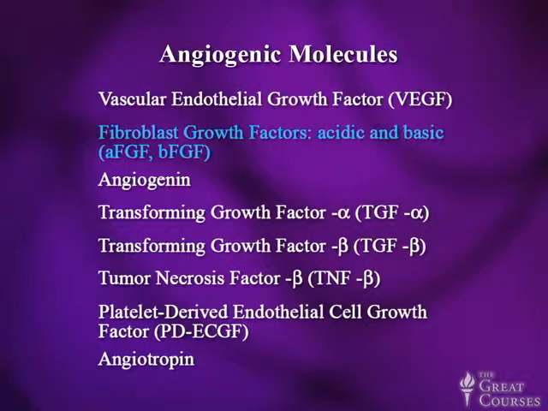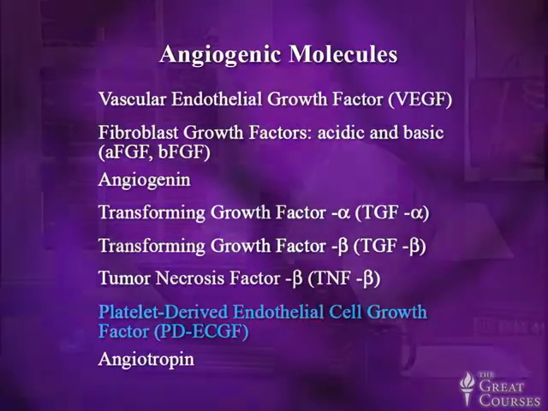Fibroblast growth factor, both acidic and basic, angiogenin. I want you to just know these terms and you'll hear them again. And then transforming growth factors, alpha and beta. Tumor necrosis factor you've heard about already. And then there's something called ECGF, platelet-derived endothelial growth factor. Remember the platelets. All these are produced by the primary tumor, and they all call in small capillary vessels to the tumor. In the inflammatory process, the inflammation and the tissue involved would never heal without these factors. So you find them there.